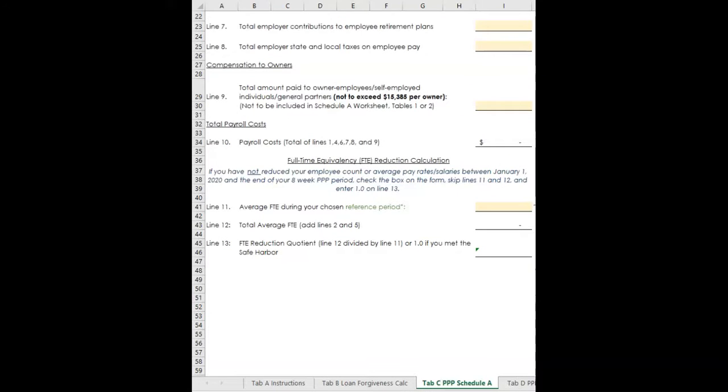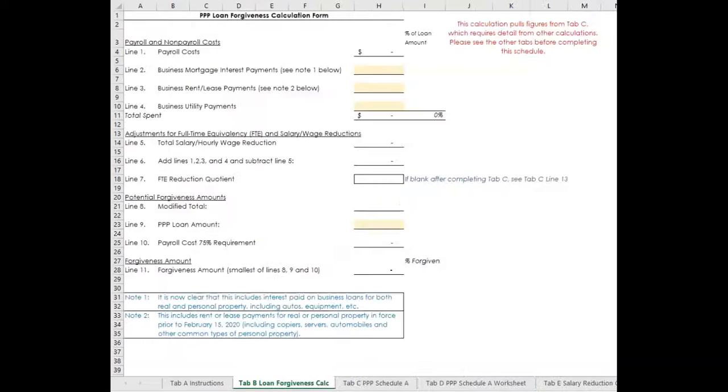Down below, under the full-time equivalent reduction calculation, you can either record a 1 on line 11 or manually enter a 1 on line 13. Keep in mind that this is only for employers who did not reduce employee pay rates or salary levels. You will finish with tab B, the loan forgiveness calculation. Above is where you will indicate expenditures on non-payroll costs that we discussed earlier. Once you enter your PPP loan amount on line 9, you will see that the smallest of lines 8, 9, and 10 is the amount of your loan to be forgiven.